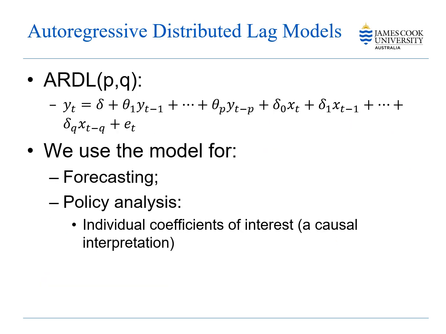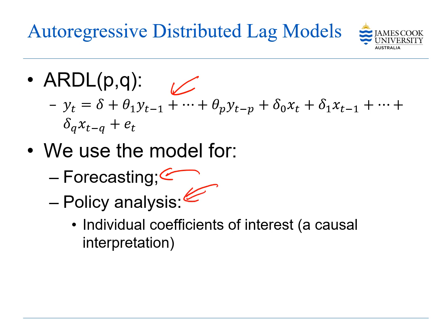Okay, let's look at the autoregressive distributed lag models. They are of the form ARDL(p,q). And so we have data y, data x. Under appropriate assumptions, we can estimate this model. We can use this model for forecasting, like we use AR(2) or AR(1) models for forecasting, or we can use it for policy analysis.